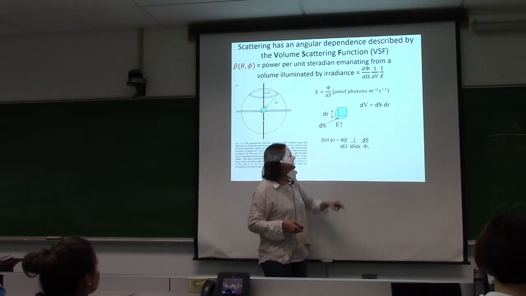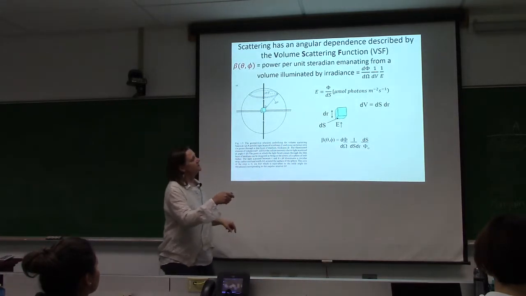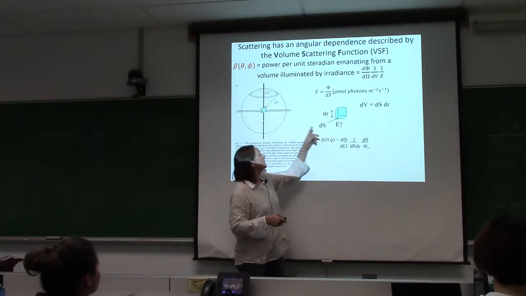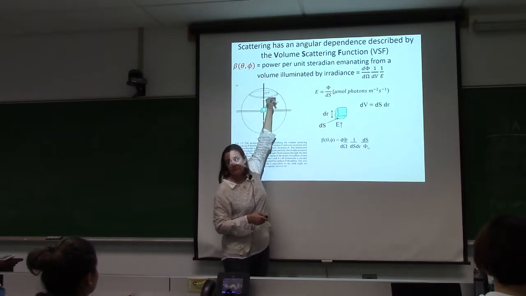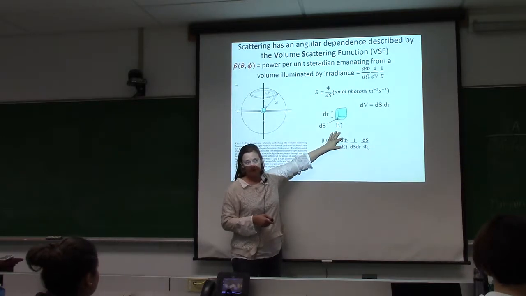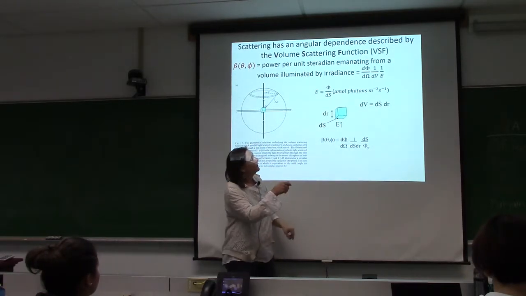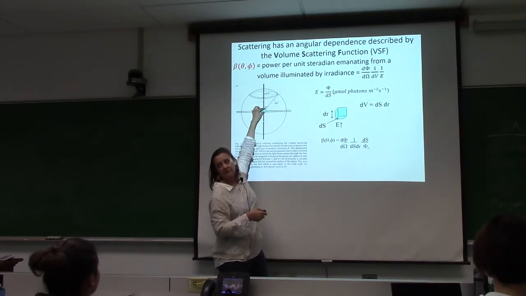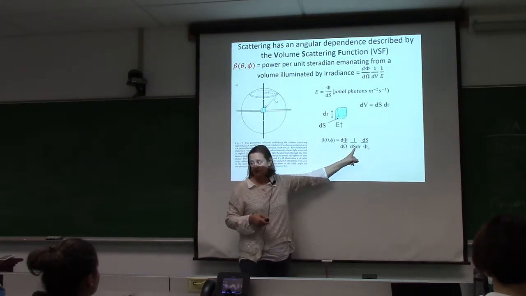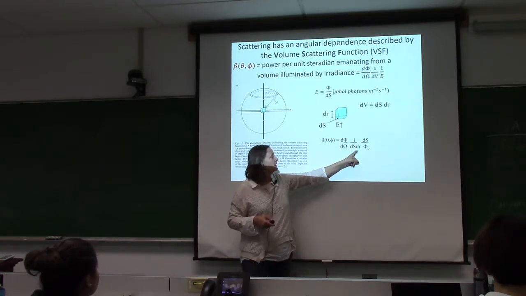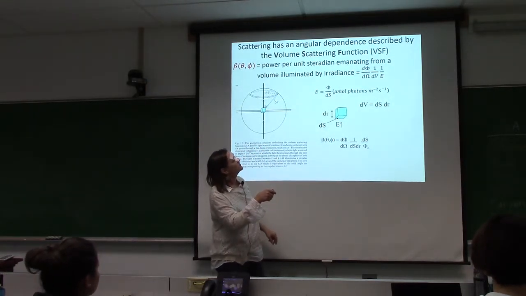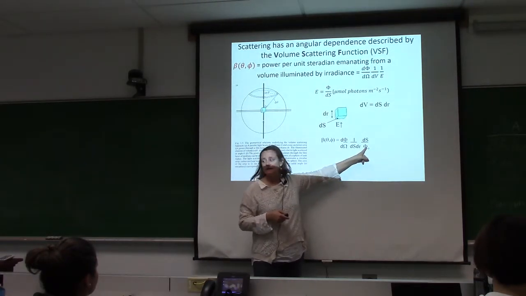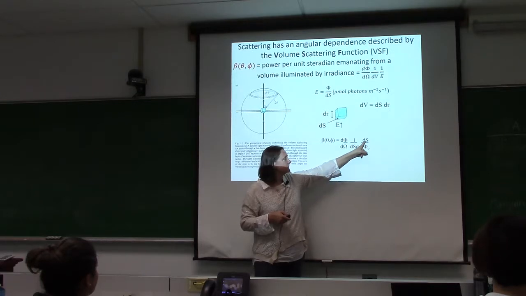Say that again. We've taken this definition of the volume scattering function. So we have the amount of power scattered per solid angle here, arriving from some volume, this volume in here, dS dr, that is arising from this incident irradiance, which is the incident radiant power per surface area.